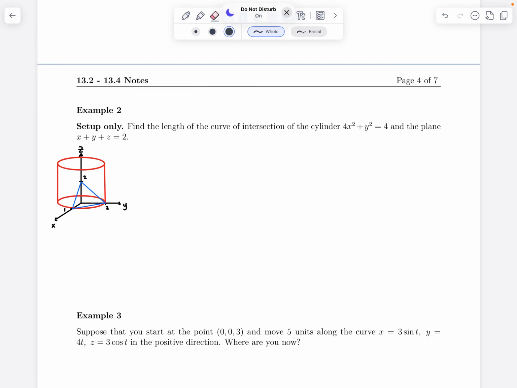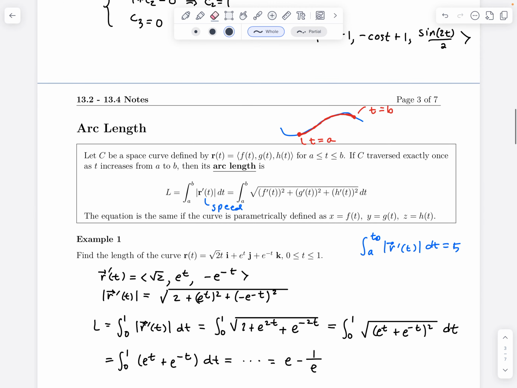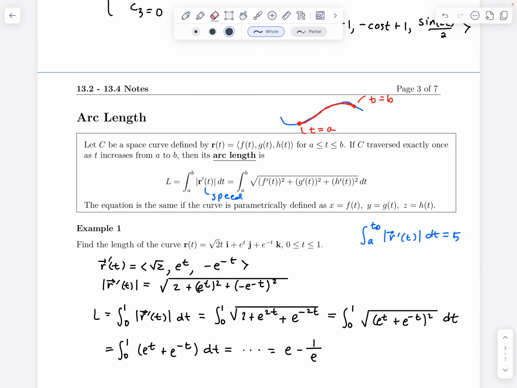So in this problem, we're looking to find the length of a curve that comes from the intersection of a cylinder and a plane. Now, if we scroll back up and we take a look at our arc length formula, remember that this requires us to know how to parameterize that curve. So we're looking for some vector function r of t. So we have to figure out what that is first.